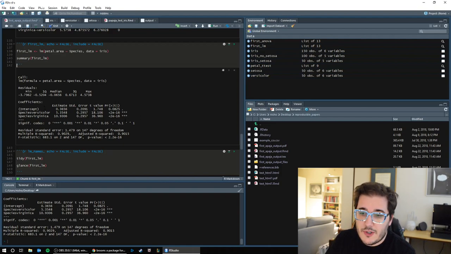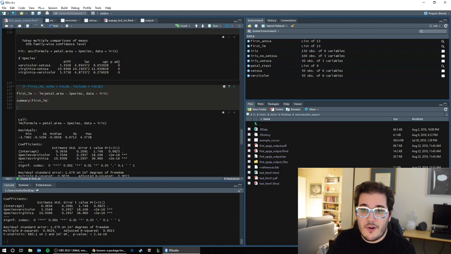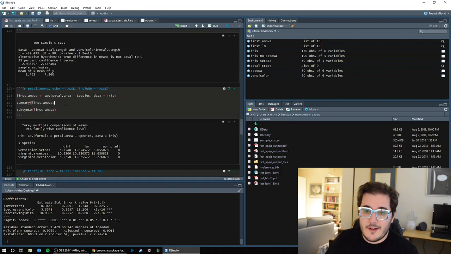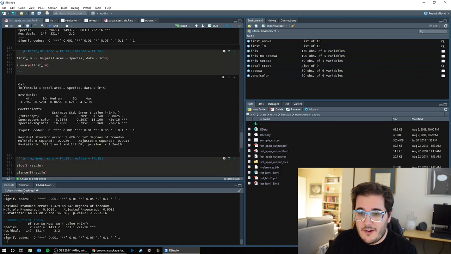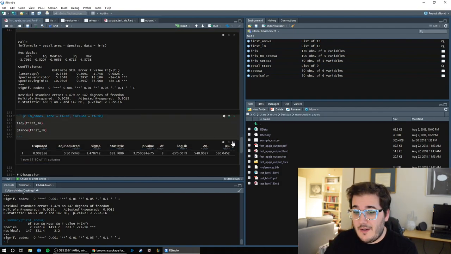You also have your p-values, so which ones are significant predictors. Okay, you have your model parameters here, so your residual standard error, your multiple R-squared, adjusted R-squared, the F-statistic, which is 683.1. Remember up here, if we run the summary for the ANOVA, you get the same thing, right? Your F-value is 683.1. Your p-value is very, very, very small. Here it's very, very, very small. 147 residual degrees of freedom. And it should look very similar to the ANOVA because it is very similar to the ANOVA, except you're running it as a linear model and not as a categorical variable predicting a continuous outcome like an ANOVA.